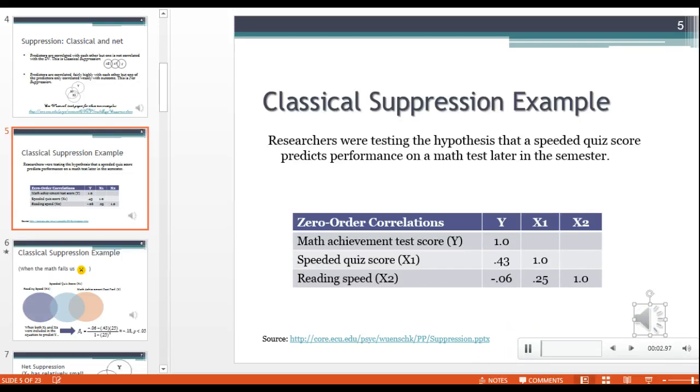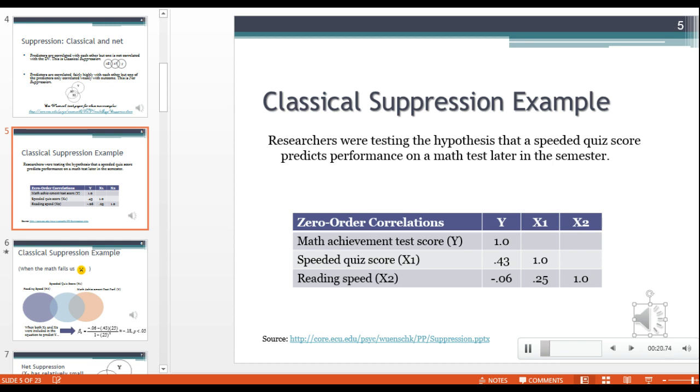First, we're going to talk about an example of classical suppression. And in this case, we're going to imagine that we are researchers testing the hypothesis that a speeded quiz score will predict performance on a math test later on in the quarter or semester.